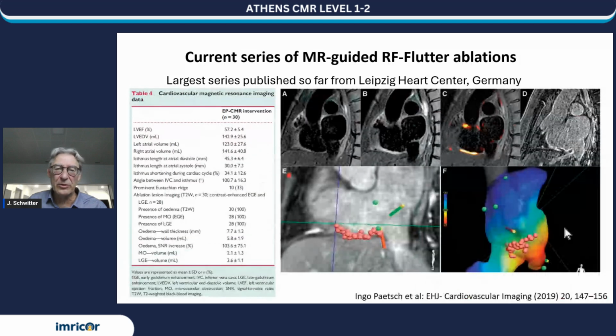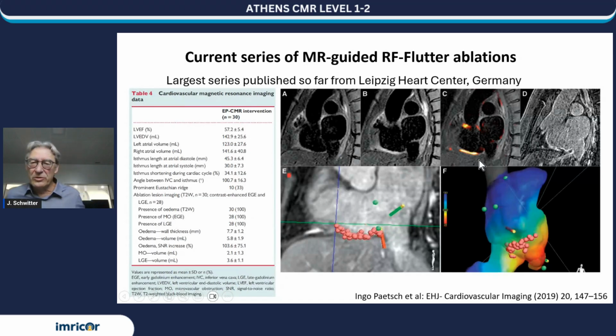And this is how it looks like. So this is before the intervention with T2 mapping. So no edema here. After intervention, there is edema. You can also color code that, and you see the edema. But I think edema is not what we primarily want to produce. So this is what we want to see.